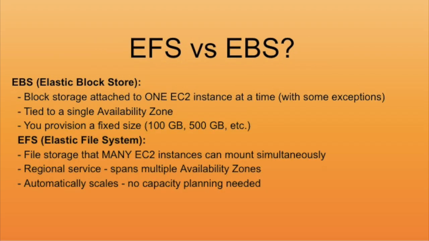You just use what you need and pay for what you use. So, EFS versus EBS. EBS is block storage attached to one EC2 instance at a time, it's tied to a single availability zone, and you provision a fixed size. EFS is file storage that many EC2 instances can mount simultaneously. It's a regional service, so it spans multiple availability zones, and it automatically scales, so there's no capacity planning needed. You could think of EBS as a hard drive attached to one computer, and EFS as a shared network drive that multiple computers can access.